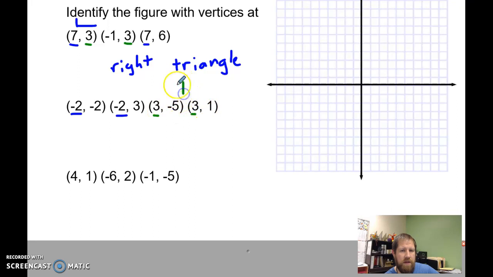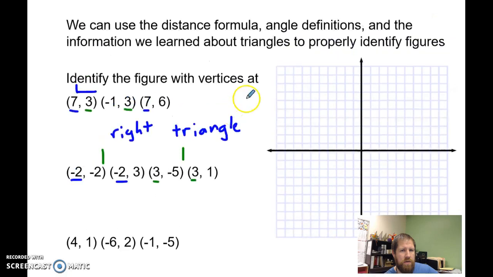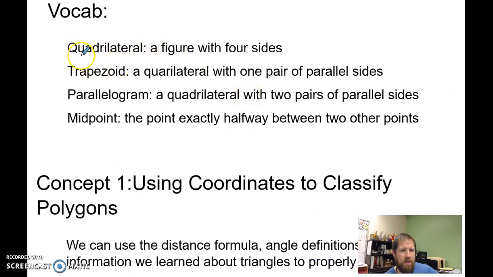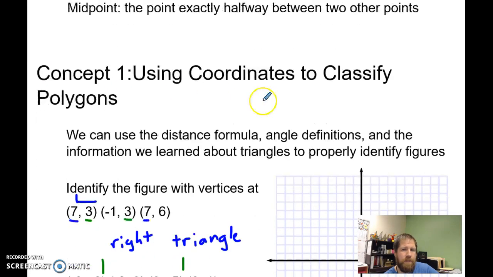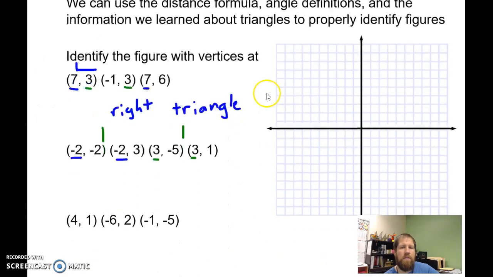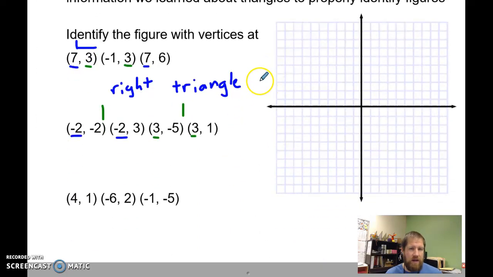If these ones are going straight up and these two are going straight up, that looks like I've got at least one set of parallel lines. Okay, so I know I'm not just going to have a quadrilateral. It's either going to be a parallelogram with 2 pairs of parallel sides or a trapezoid with 1 pair of parallel sides. And if it's a parallelogram, it might even go more specific. It might even be a rectangle or a square.